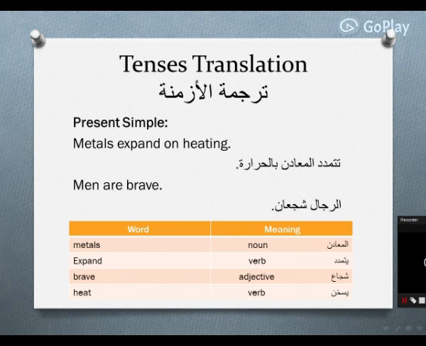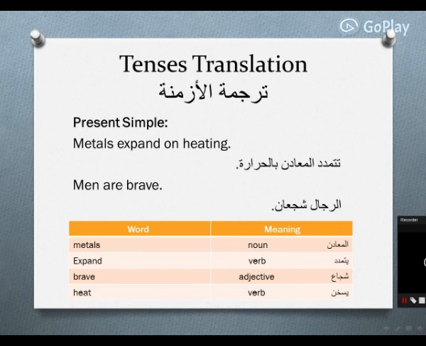Present simple. Metals expand on heating. We need first to understand these words in the sentence. Metals, which mean المعادن. Expand, it's a verb, means يتمدد. Brave is an adjective, means شجاع. Heat means يسخن. I mean to make something hot. Look at the example. Metals expand on heating.